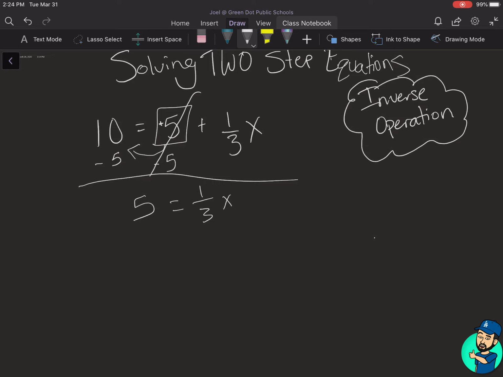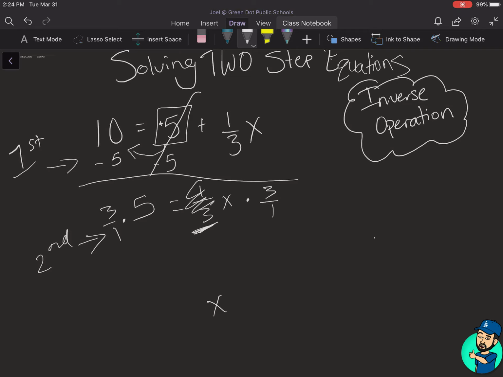Now again, our goal is to leave x by itself, right? So this was our first step. Our second step is going to happen right over here. Again, we have a fraction next to a variable. When you need to move the fraction to the other side of the equal sign to leave the variable alone, you need to multiply by the reciprocal. That means you're going to multiply both sides by 3 over 1. Multiply by 3 over 1.